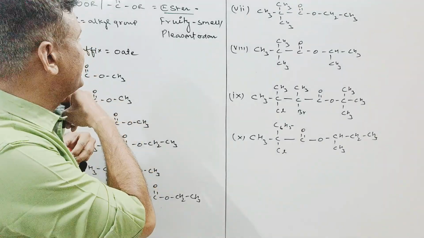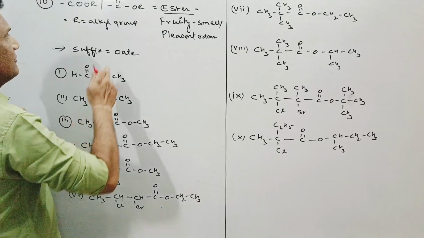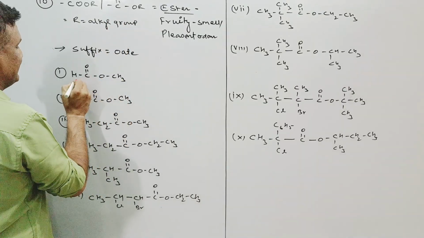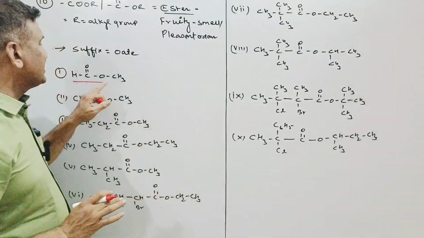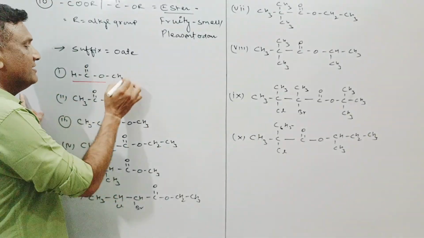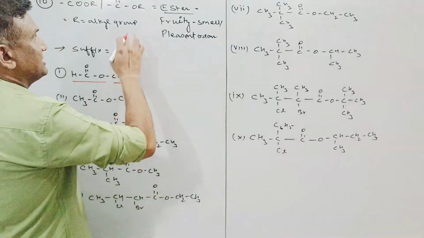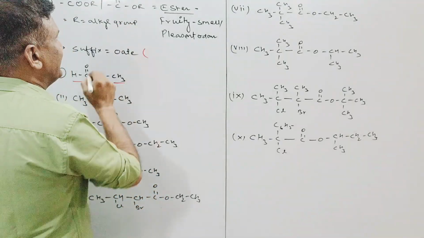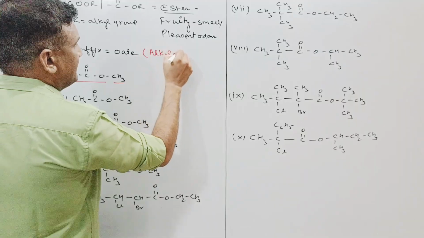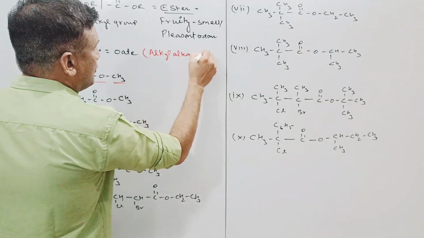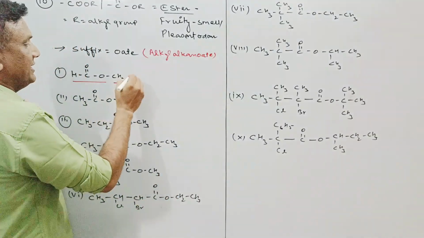Now I would like to go with the nomenclature. First of all, you will go with the COOR group, and till the O, the chain will be stopped. Means up to the O you have the carbon chain, and the rest is a separate alkyl group. The IUPAC name of an ester is alkyl alkanoate.